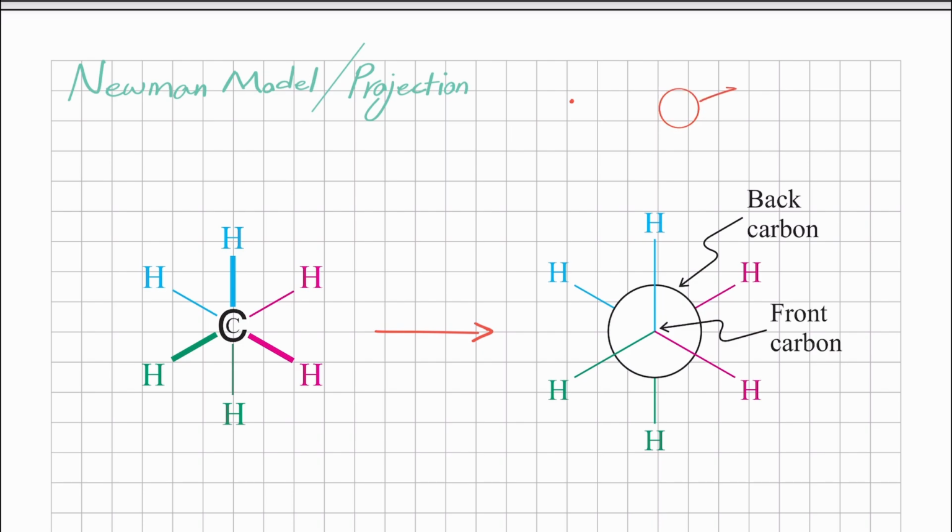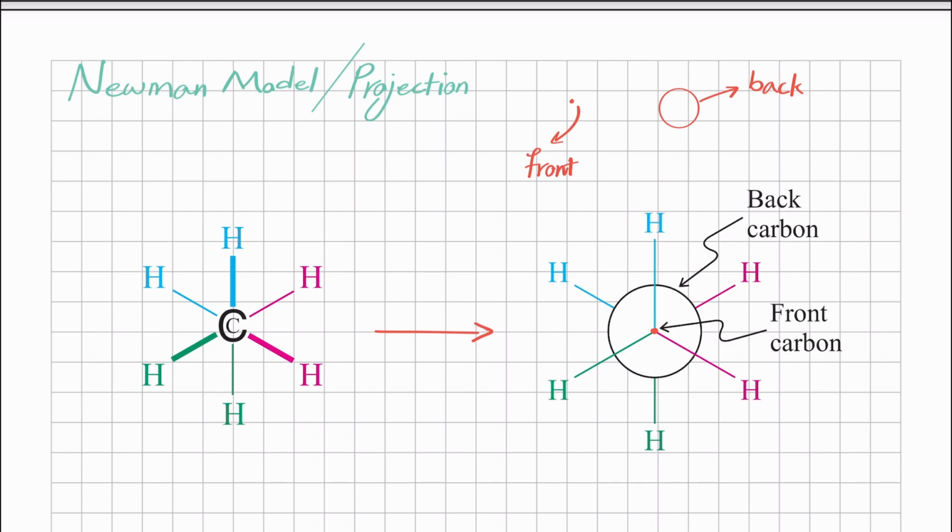So this one shows the carbon in the back, and this one shows the carbon in front. Now let's look at this molecule. This one, the carbon here, is the front carbon, and this circle is the back carbon. You can see the connections with the hydrogens as well.